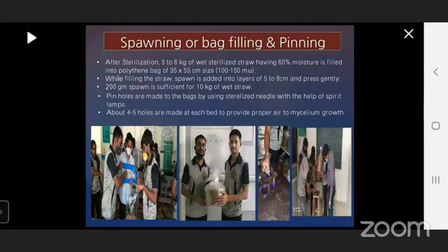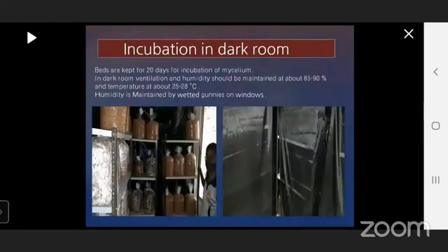So in the last image, we are seeing that we are tightly compressing the bags, because if there are any looseness, then the mushroom spawn will not run properly. Hence we have to pack tightly. Then after that, we have to arrange these bags into the racks in a dark room. To make the dark room, we can cover it with black cloths, because mushroom requires a night or dark period for spawn growth and running of the mycelium.